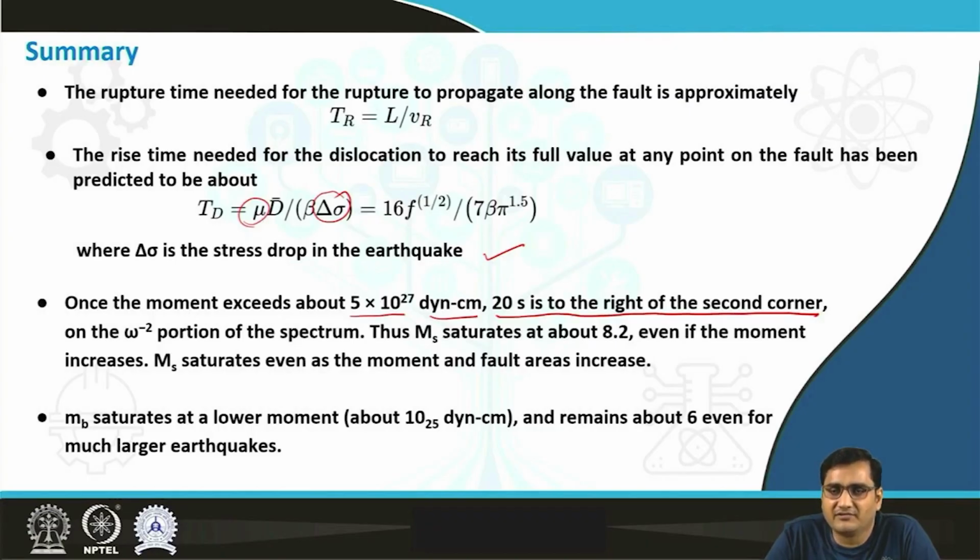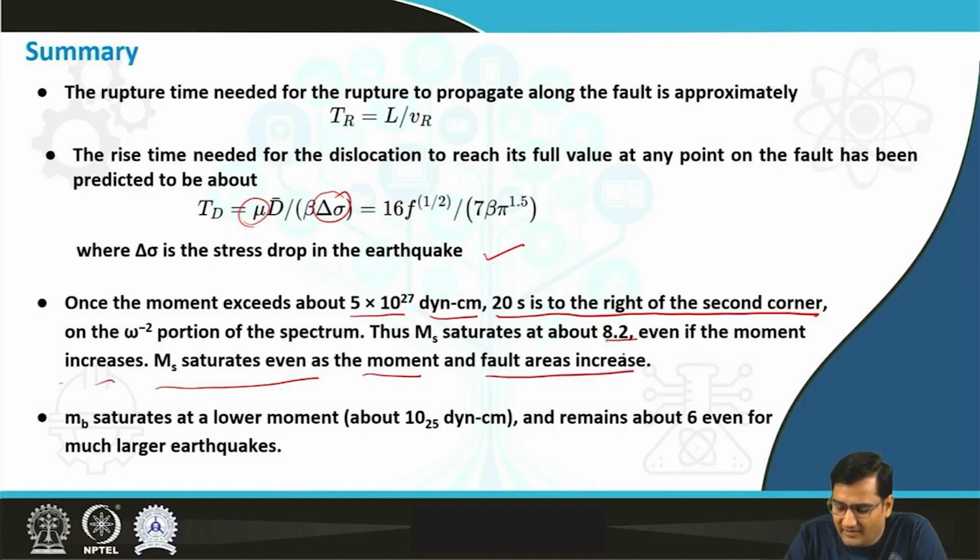The surface wave magnitude scale is generally calculated for the seismic wave pulse having a period around 20 seconds, that is mostly for the Rayleigh waves. So when you look at this, as you increase the moment, the second corner will move away from the flat spectrum on the omega to the power minus 2 portion of the spectrum. Thus Ms saturates at about 8.2 even as the moment and the fault area increase.